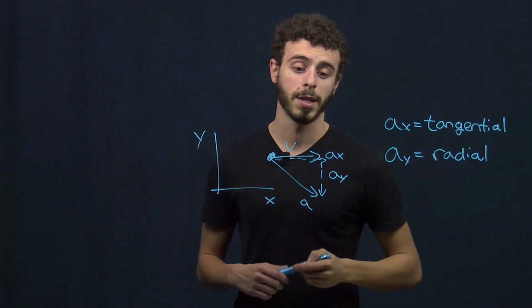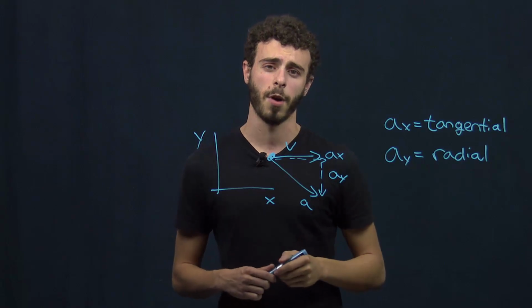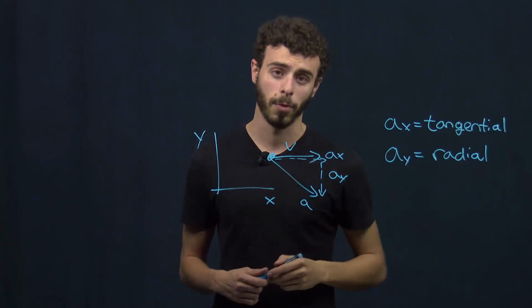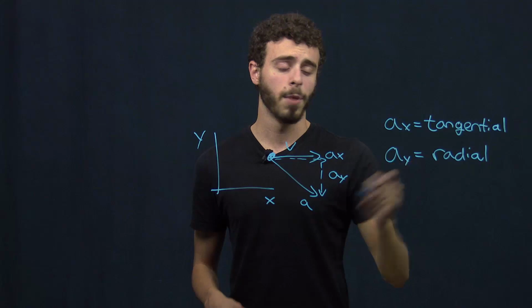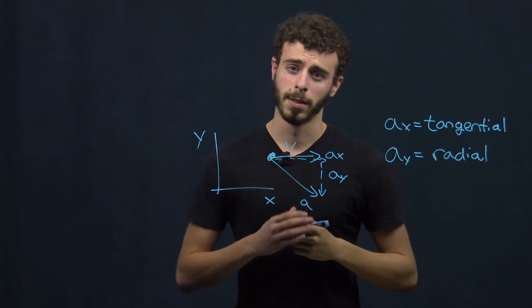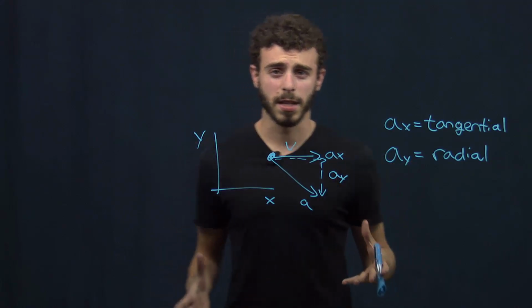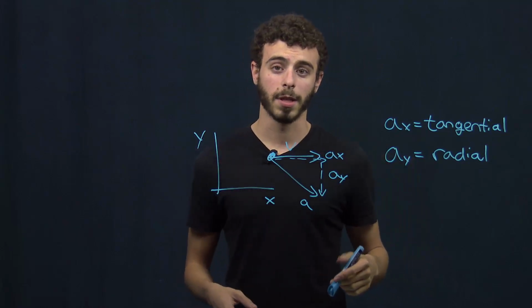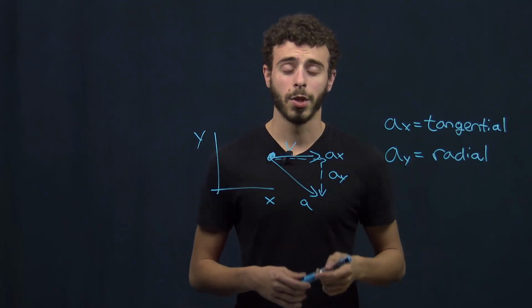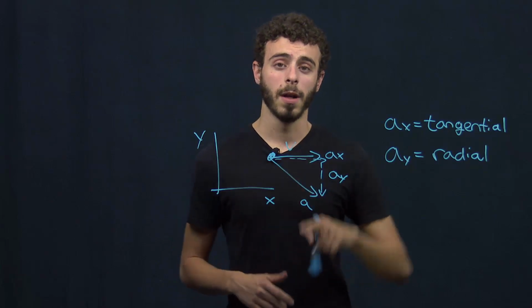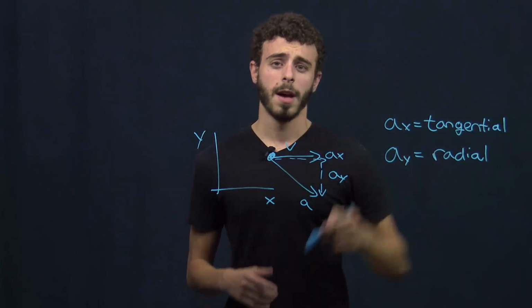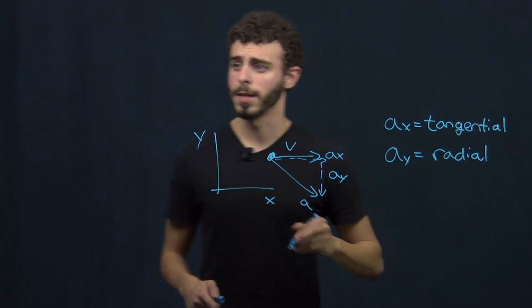The radial component is the one that's actually going to change the direction of this particle. That might make it curve downward, for instance. So the radial component is what we're going to be concerned with here. For this video, we're going to be looking at what's called uniform circular motion. That's whenever we have a particle going around in a circle, and uniform means it's going around with a constant velocity.